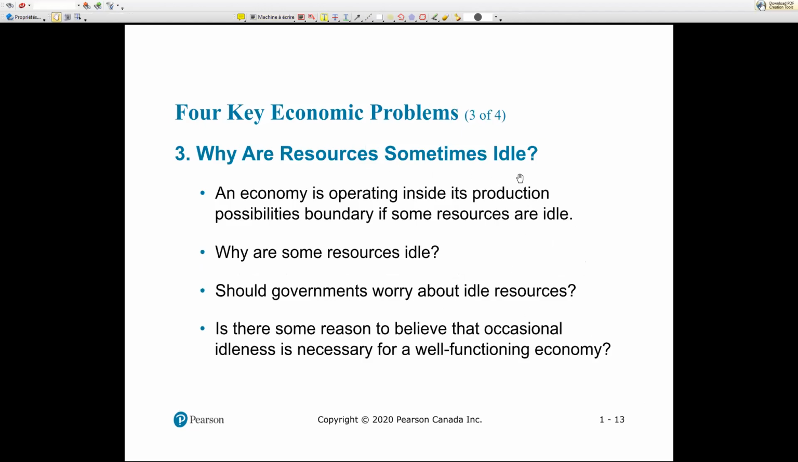Why are some resources idle? We usually imagine that the resources are perfectly functioning and everybody's working all the time, but sometimes that's not the case. So do you have an example of that? Car production slowing down due to the shortage in microchips. Yeah, okay, good.